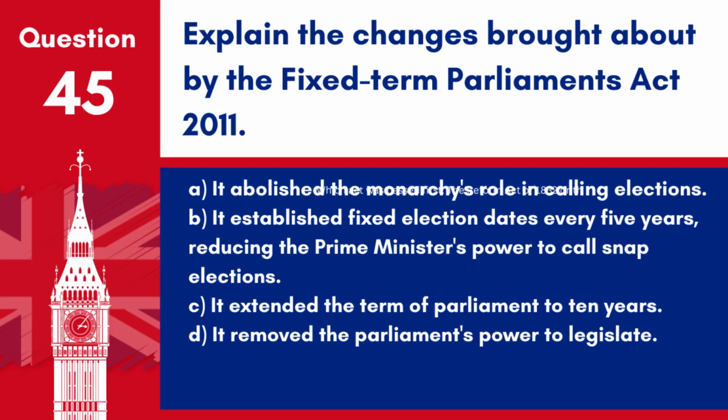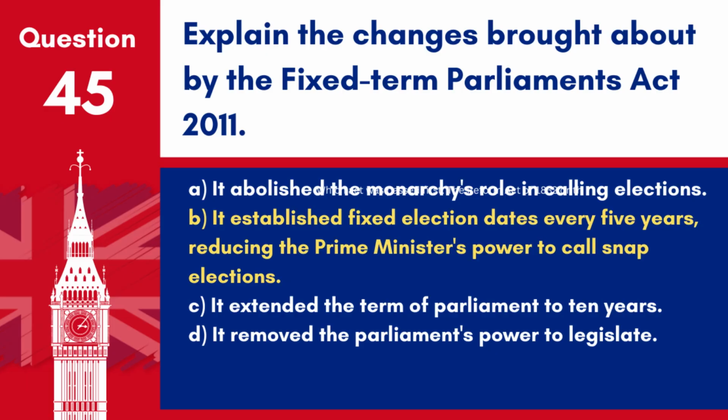Question 45. Explain the changes brought about by the Fixed Term Parliaments Act 2011. A. It abolished the monarchy's role in calling elections. B. It established fixed election dates every 5 years, reducing the Prime Minister's power to call snap elections. C. It extended the term of Parliament to 10 years. D. It removed the Parliament's power to legislate.